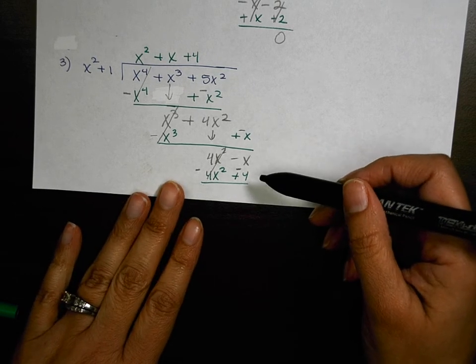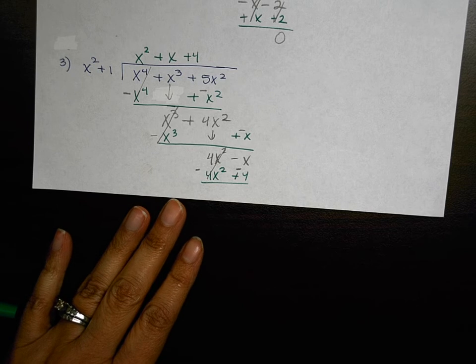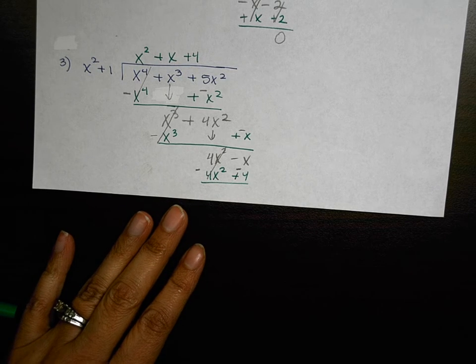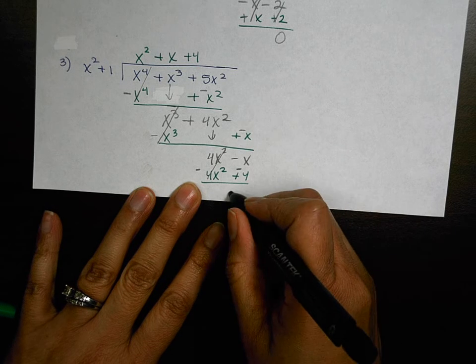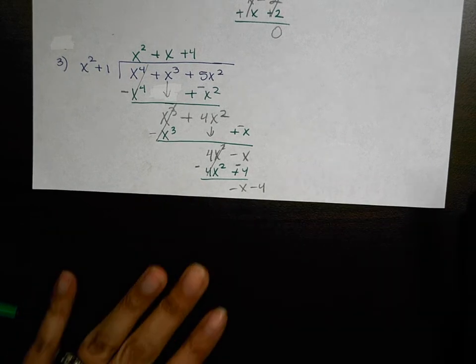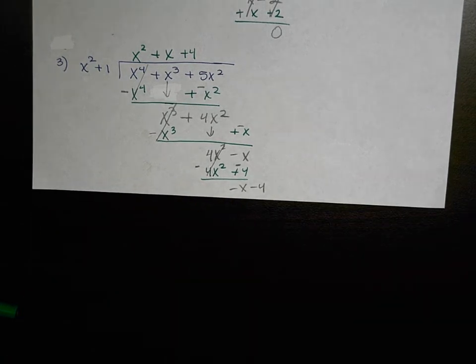How do I write it? Negative 4 minus x or negative x minus 4? Negative x minus 4. They're not like terms. Now you didn't have to write it at all like I did. You could have done what I said earlier. You put the minus 4 over in its own spot. You do what works best for you.